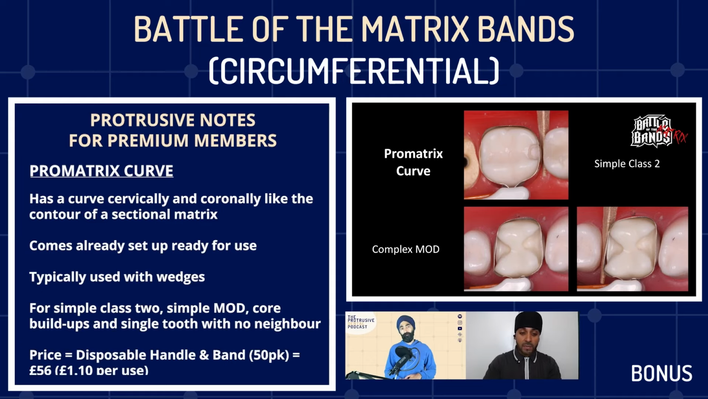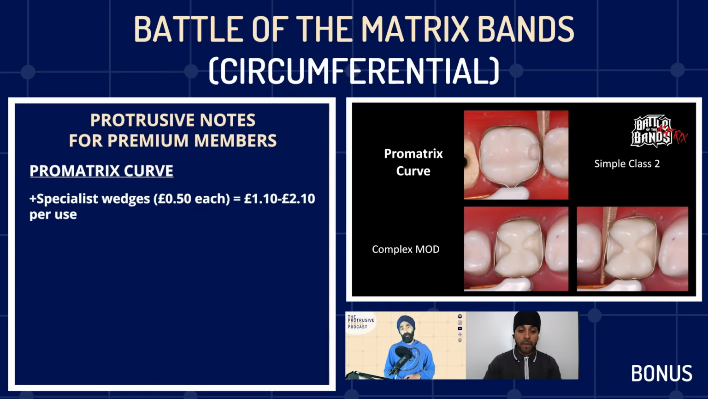The price for this comes in at £56 for 50, so roughly £1.10 per use. So you're basically paying 10% more for the contour. Again, the addition to the price will be if you're going to use specialist wedges. So if you were to use two, the price range per use would be £1.10 to £2.10 per use if you use specialist wedges, which from these images, when you compare to the Palodent wedges that we use later, you'll see that actually could have made all the difference and really made this work. So for some people, it would be worth the cost, right? If they're going to get a good seal and not have to redo that restoration later.